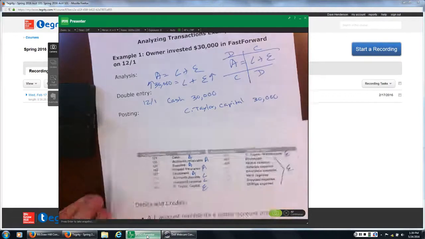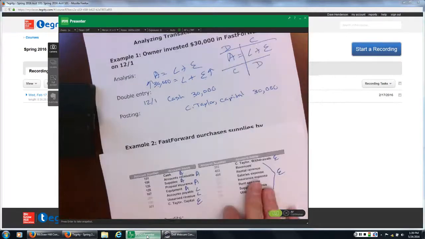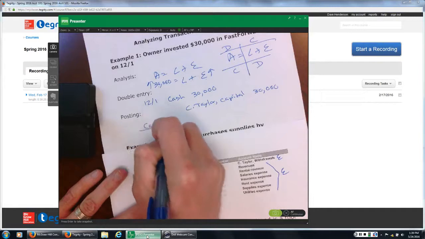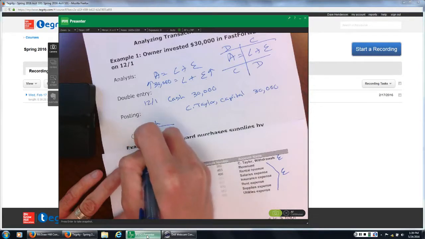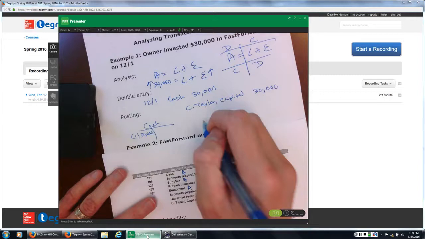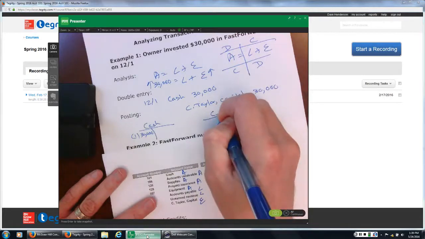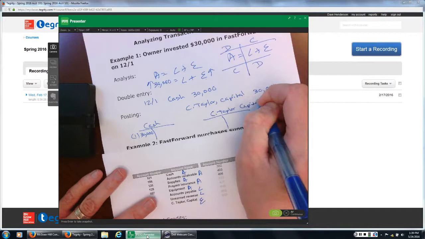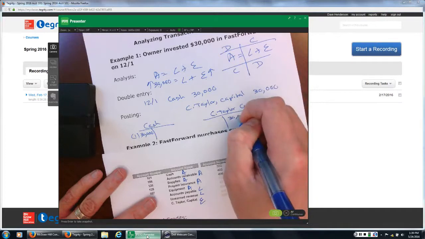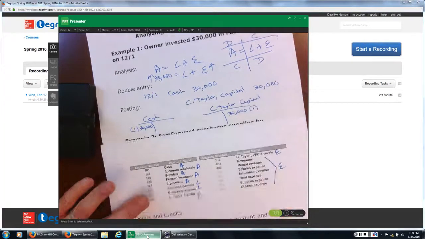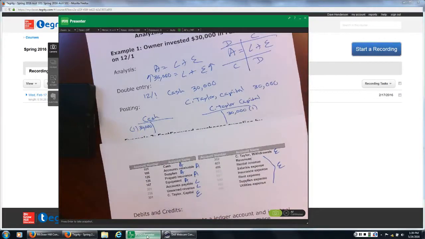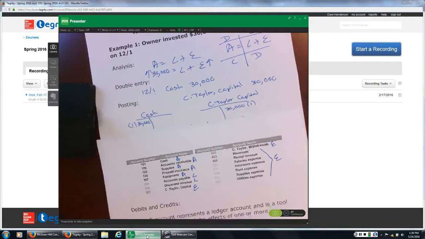$30,000. Right? Then I come over here and I do my posting, and what I can do is I can do my T account. So I say cash, I'll say 1, because that's the first journal entry, 30,000. I can come over here and say C. Taylor Capital 30,000, and that's 1. Just to show that it's on 12/1. Okay? Or it's the first journal entry that we do, just so we can keep track of it.